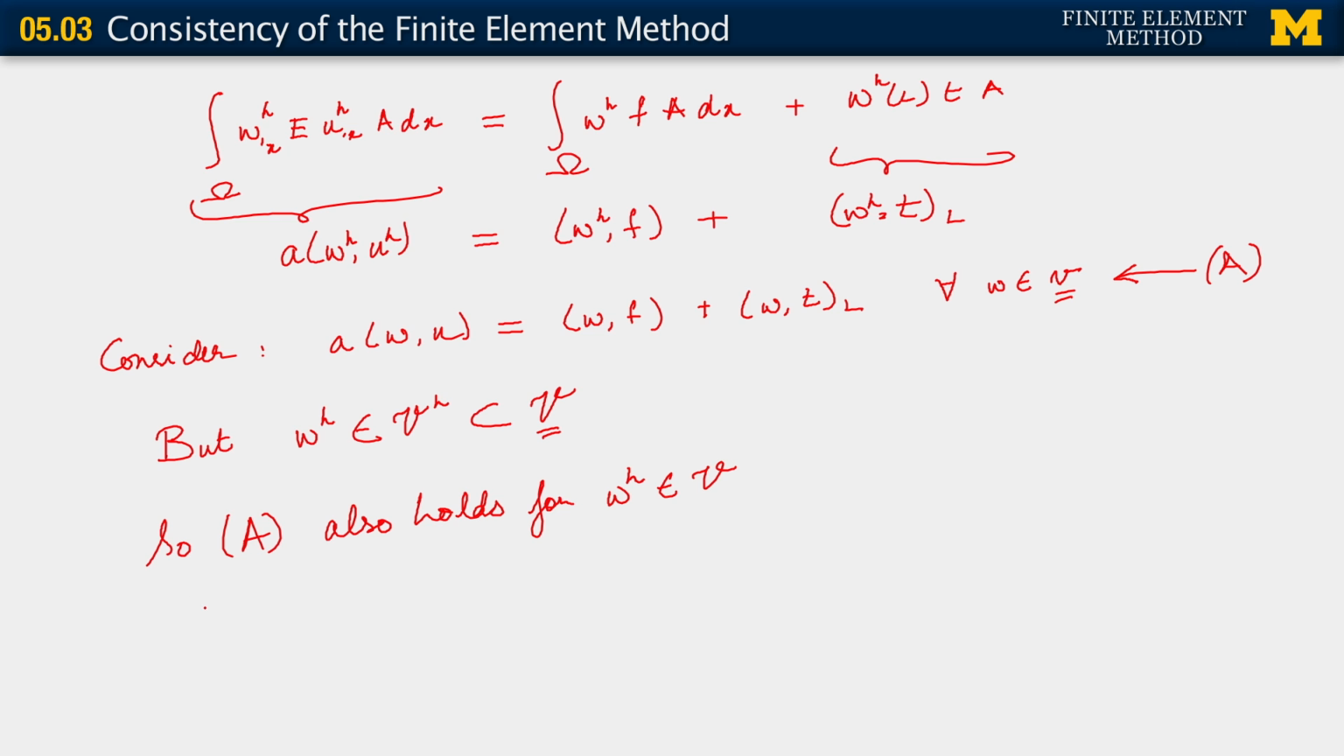What this implies is that we are able to write a of w h comma u equals w h comma f plus w h comma t at L. I'm going to call this relation B.